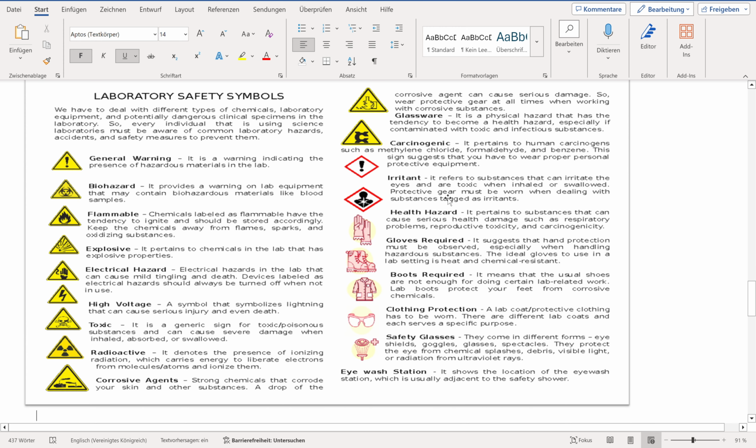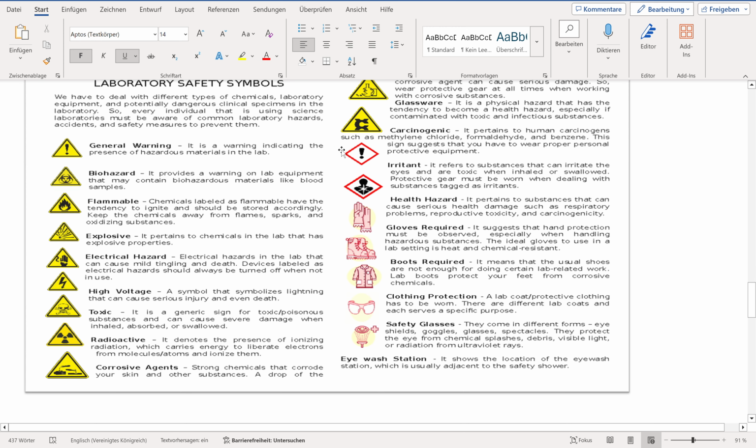Okay, right, then we move on to the next safety symbol that I have here. This one is a safety symbol showing the presence of an irritant, that whatever chemical is inside is an irritant. It refers to substances that can irritate the eyes and are toxic when inhaled or swallowed. Protective gear must be worn when dealing with substances tagged as irritants. Like I said, that's why you wear your goggles, your gloves, your boots.